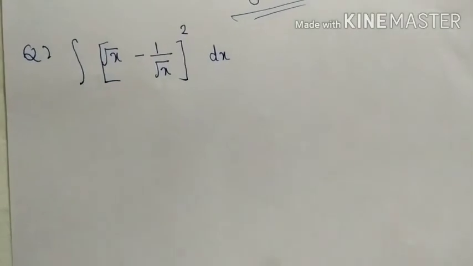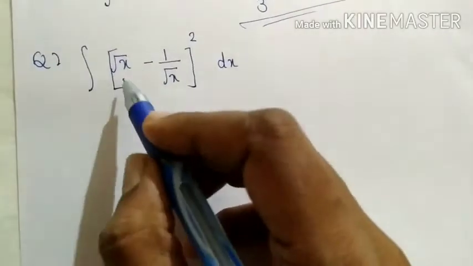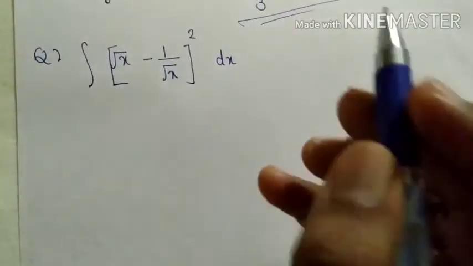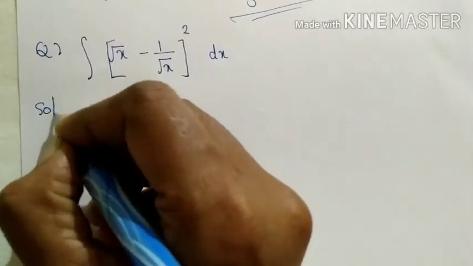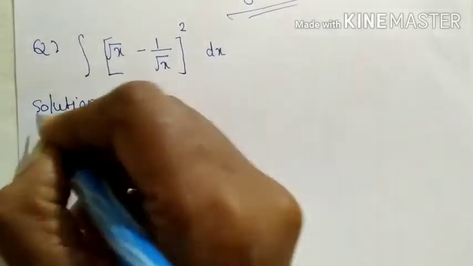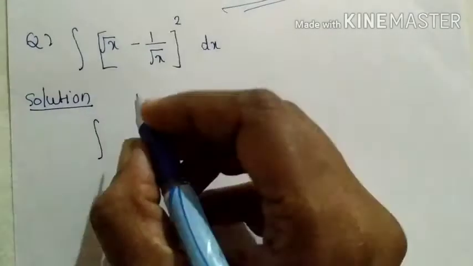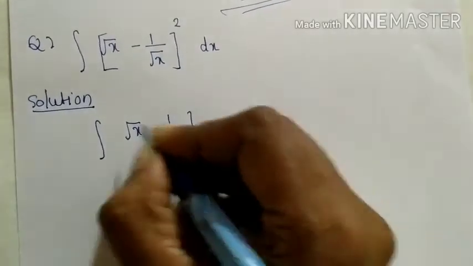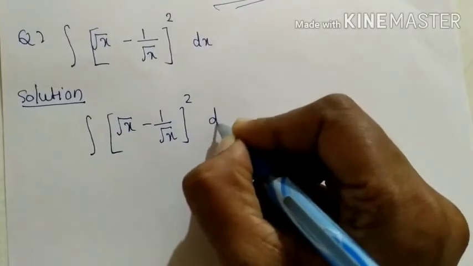This is our next question. Find the integral of (√x − 1/√x)² dx. Okay, so let's start the solution of this question. Here it is given that the integral of (√x − 1/√x)² dx.